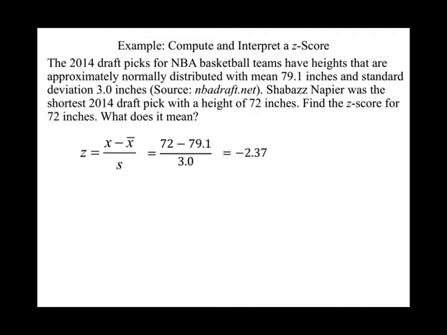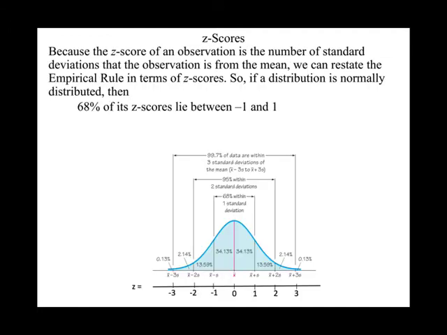You will get -2.37. Okay, this is the z-score. Because the z-score of the data is the number of standard deviations above or below the mean. So we could restate the empirical rule in terms of the z-score.